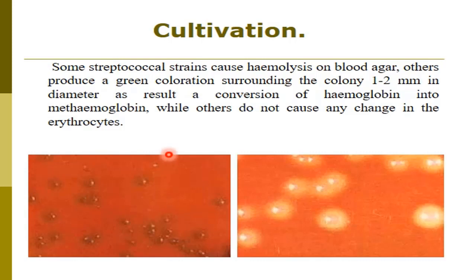For example, complete hemolysis will occur in group A streptococci, Streptococcus pyogenes, the beta hemolytic streptococci, which are caused by virulent streptococci. Alpha hemolysis shows as a greenish discoloration around colonies, and no hemolysis will form by gamma hemolytic streptococci like Streptococcus faecalis.